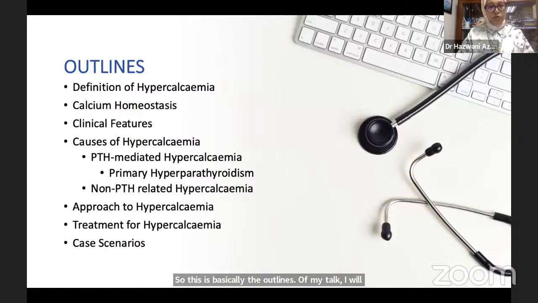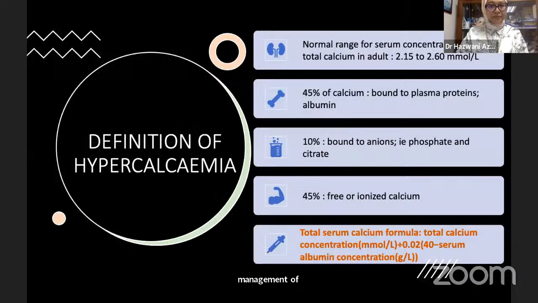And then we will move on to the most important basic in this topic, which is calcium homeostasis. And we will go through the hypercalcemia clinical features, and then the various causes of hypercalcemia, which we usually divide into PTH-mediated and non-PTH-related hypercalcemia. And then we will go into the approach to diagnosis and management of hypercalcemia and subsequently treatment of hypercalcemia, and we will go through the case scenarios.